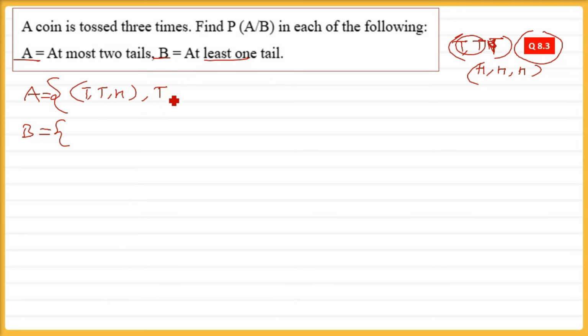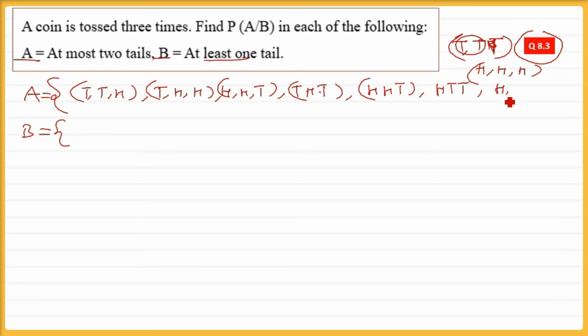So I'm writing all of them: TTH. Whenever I'm saying T, it's tail. Whenever I'm saying H, it is head. So TTH, THH, HHT, THT, HTT, HHH. Let's use the comma here.